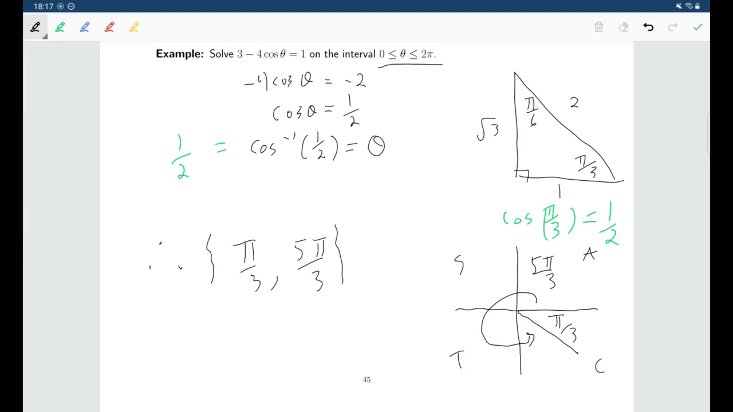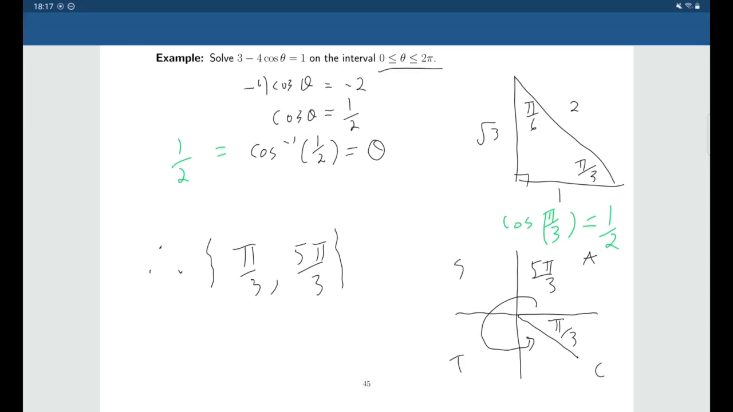So unfortunately, you would be incorrect in that case if you said the other solution was negative pi over 3. Although negative pi over 3 and 5 pi over 3 look the same on the x and y axis, they both have the same terminal side, negative pi over 3 is not in our interval, so negative pi over 3 is not one of our solutions. So the only solutions then are pi over 3 and 5 pi over 3.